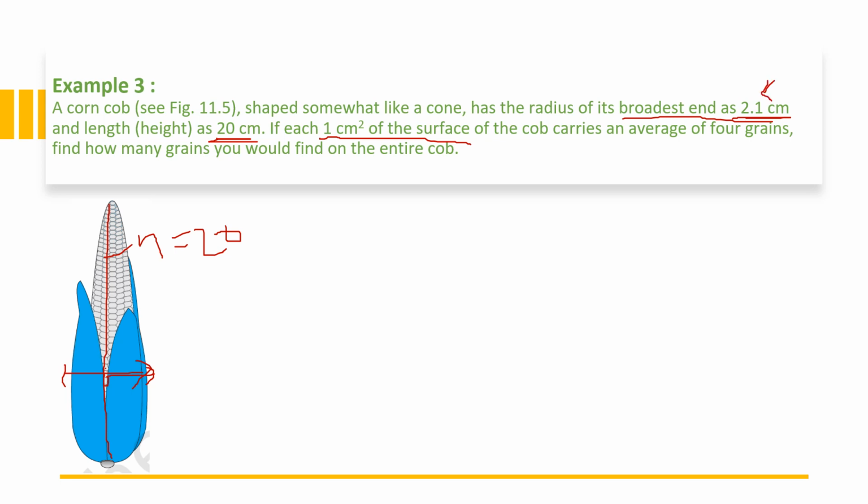Now our radius is given. Each unit centimeter square area has an average of 4 grains. Then what we need to find out is how many grains you would find in the entire cob. Let's calculate them.